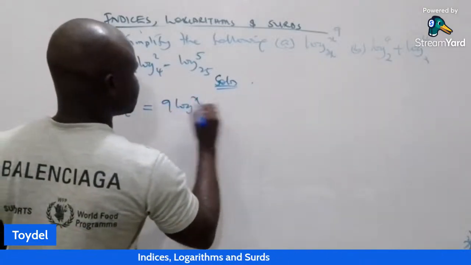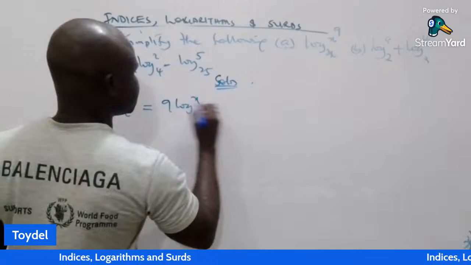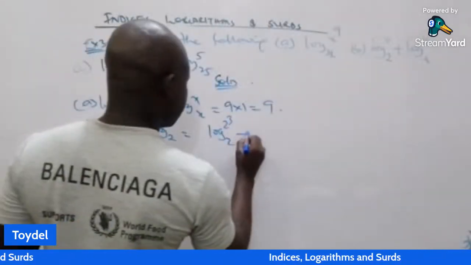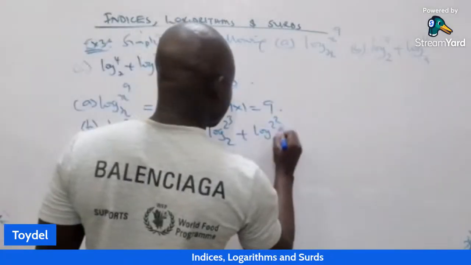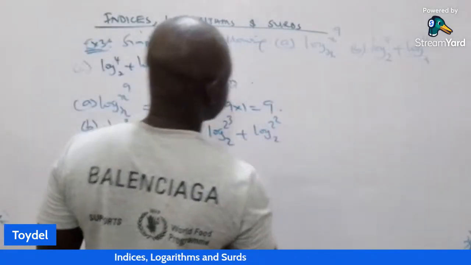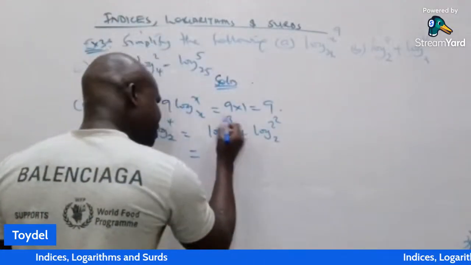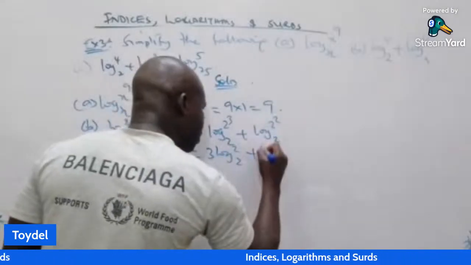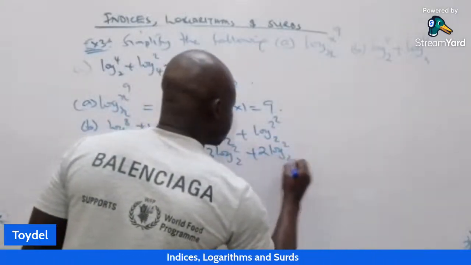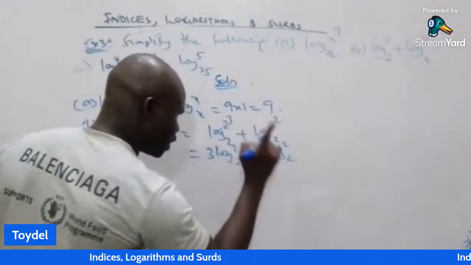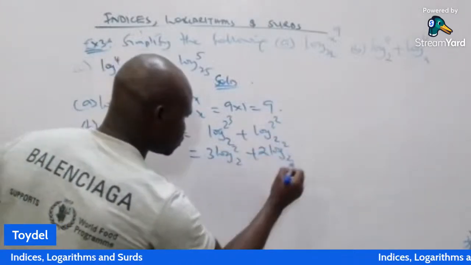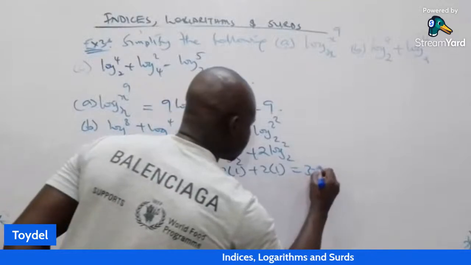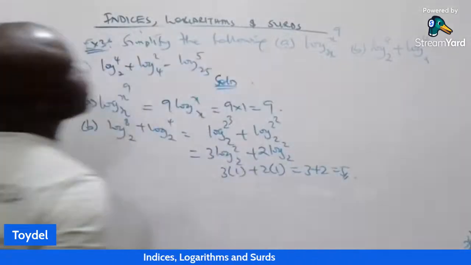Then for B, log 8 base 2 plus log 4 base 2. I can change 8 to 2 raised to power 3 since I have 2 here, then plus, I can change 4 to 2 raised to power 2. From here, this 3 can come down, I'll have 3 log 2 base 2 plus this 2 can come down to be 2 log 2 base 2. Now log 2 base 2 is 1. So I'm going to have 3 multiplied by 1 plus 2 multiplied by 1. That will be 3 plus 2, and that's going to give me 5.